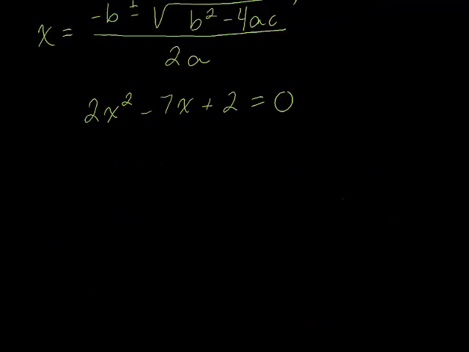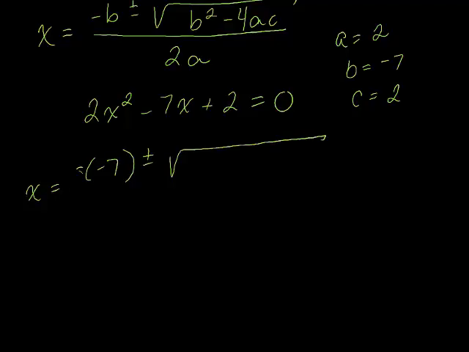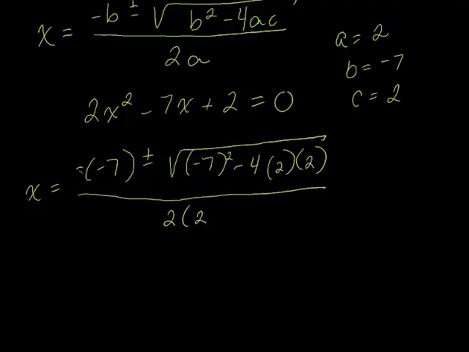This equation, you actually can't factor without the quadratic formula, which is a perfect example of when it's necessary. So again, let's write out what A, B, and C equal. A equals 2, B equals -7, and C equals 2. So now we can substitute in. So you're going to get -7 plus or minus the square root of -7 squared minus 4 times 2 times 2, all over 2 times 2.